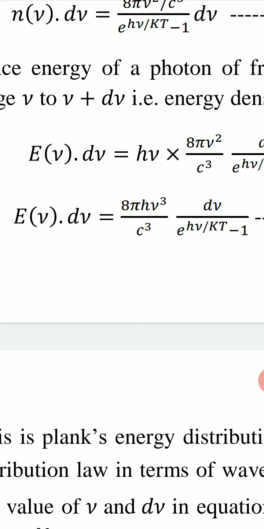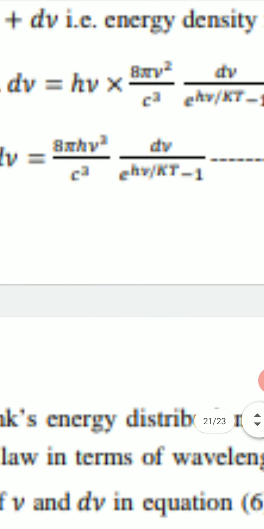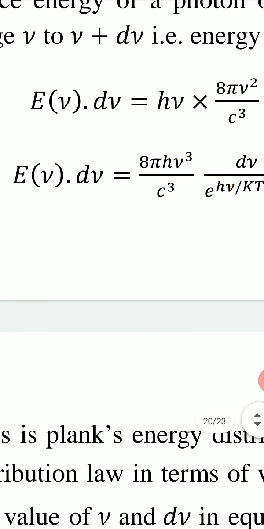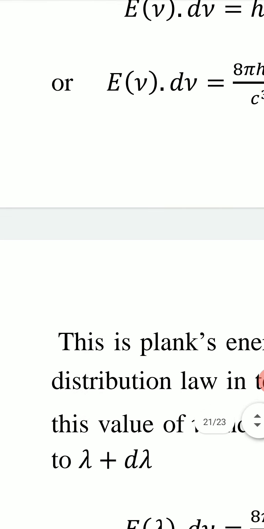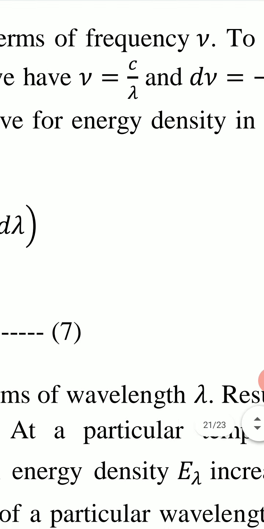E nu d nu is the energy density, the energy per unit volume in the frequency range nu to nu plus d nu, and it is equal to 8 pi h nu cubed upon c cubed d nu upon e to the power h nu upon kT minus 1. This is Planck's formula in terms of frequency nu. We can find Planck's formula in terms of wavelength lambda also. This is Planck's energy distribution law in terms of frequency nu.